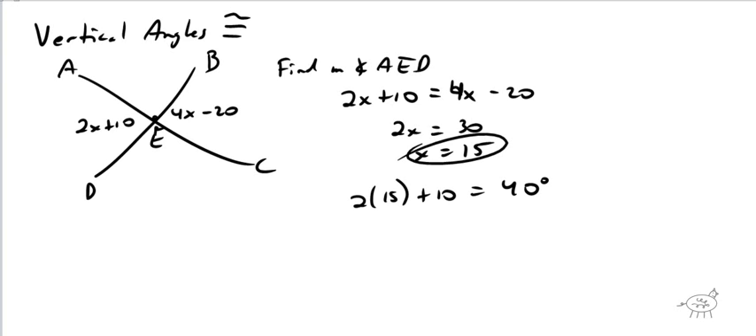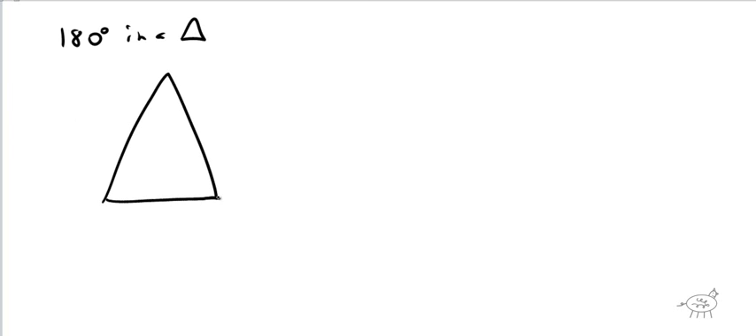Okay, pretty easy. How many degrees in a triangle? Hopefully you all know this. 180 degrees in a triangle. So just a real simple one. ABC, and I have 2x here, and I have x here, and I have 3x here. And I say find the measure of angle A.